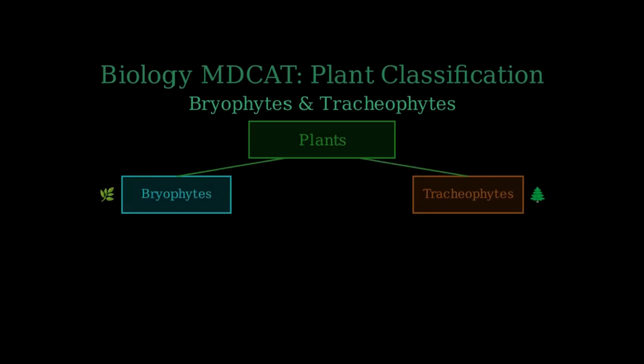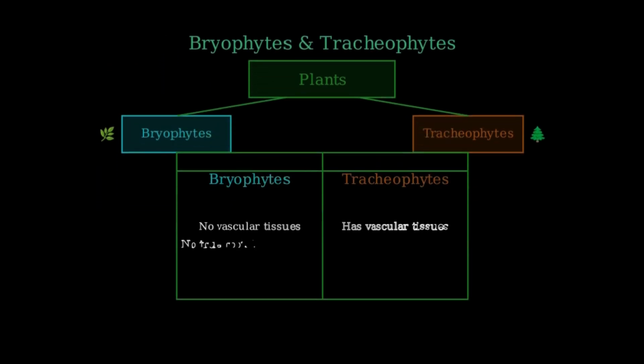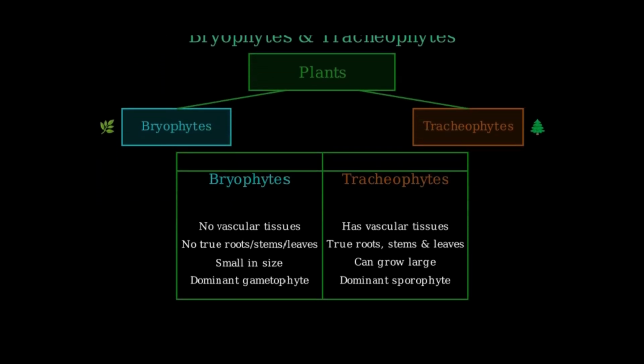Plants can be broadly divided into non-vascular plants, which we call Bryophytes, and vascular plants, which we call Tracheophytes. Let's look at the key differences between these two major plant groups. Before we dive into the specific MCQs, let's understand the key features of Bryophytes and Tracheophytes.